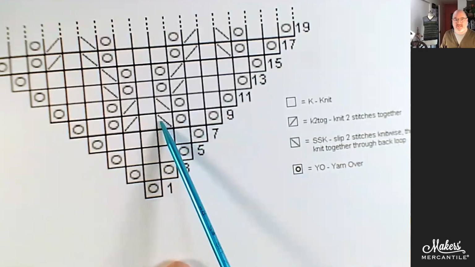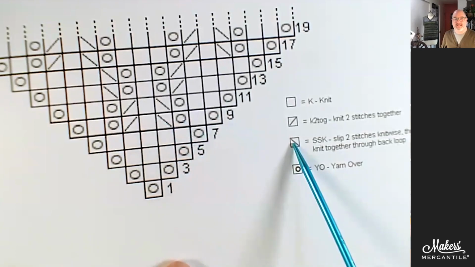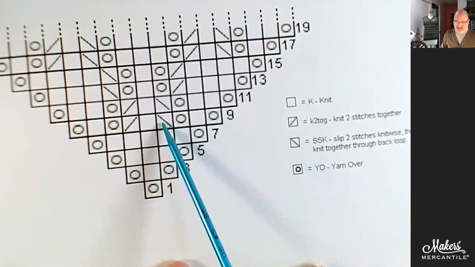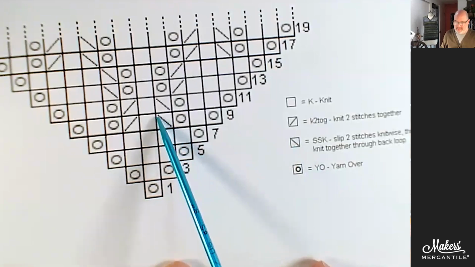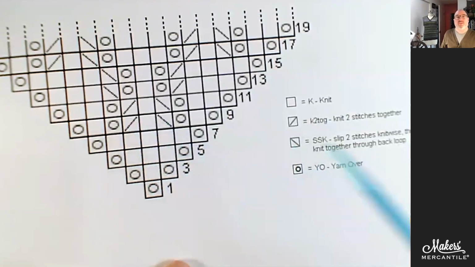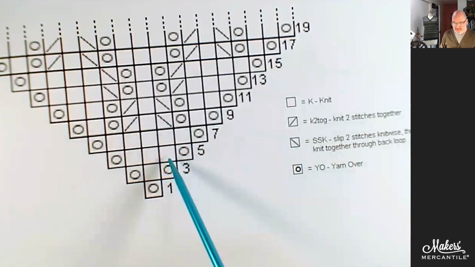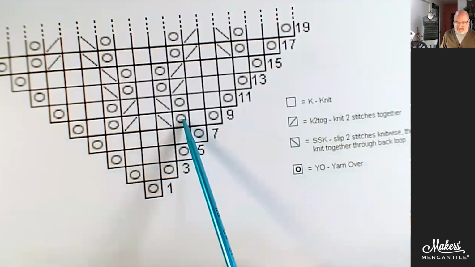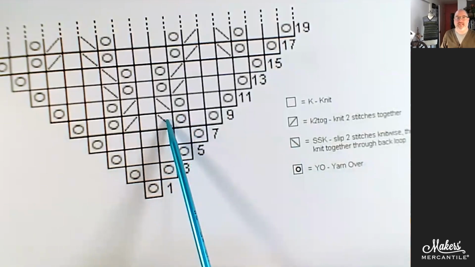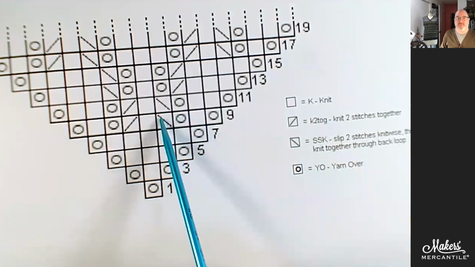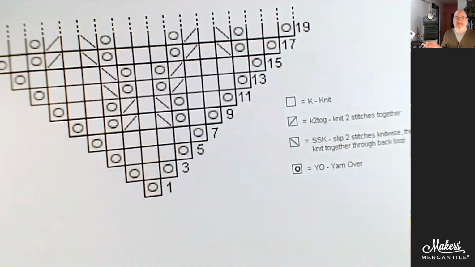And then you do this little slanty piece, which is right here, SSK, which is a decrease. So a yarn over adds a stitch, and an SSK, or a knit 2 together, are decreases. They take away 1 stitch. And there are more ways to increase and decrease, of course. But these two balance each other out. They sort of cancel each other out. This one makes 1 stitch. This takes 1 away. So if they are next to each other, or even in the same row, they cancel each other out.